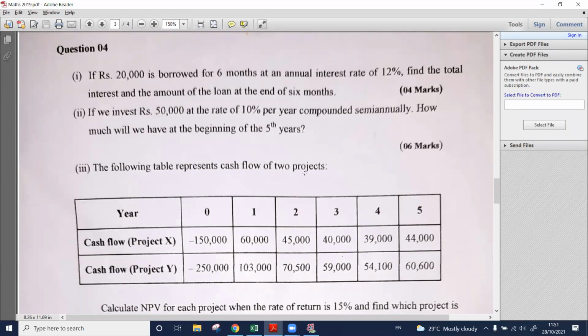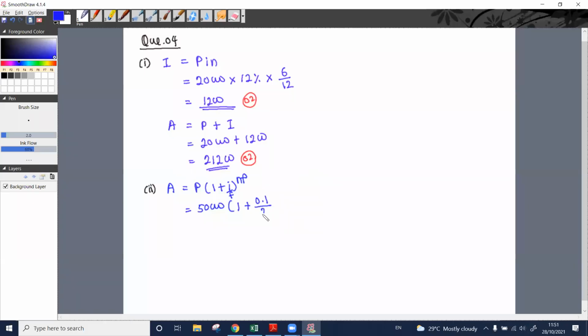But it says semi-annually. If the interest is compounded once every 6 months, how many times a year? Two times. So the value of F is 2.